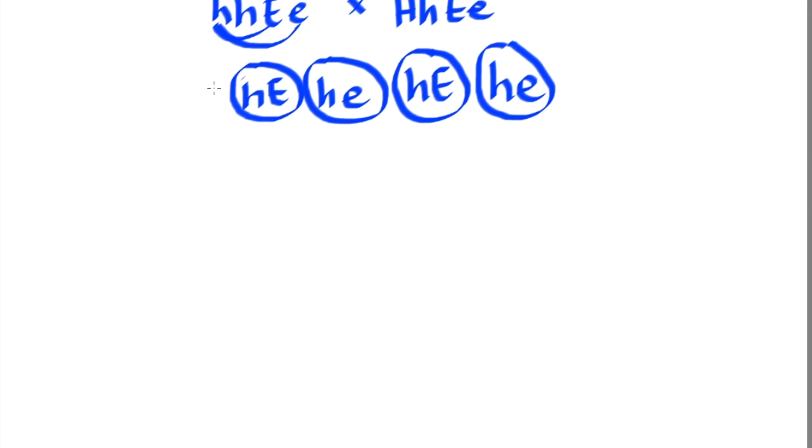All right, let's do the same thing for John. Big H, big E, and then big H, little e. Little h, big E, and then the last one, little h, little e.